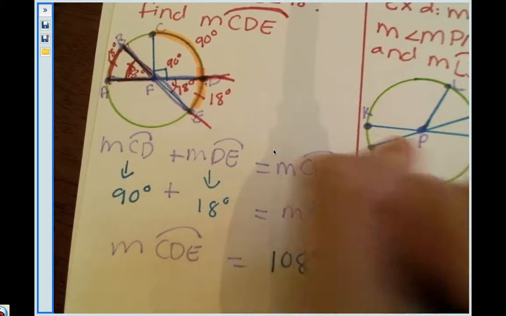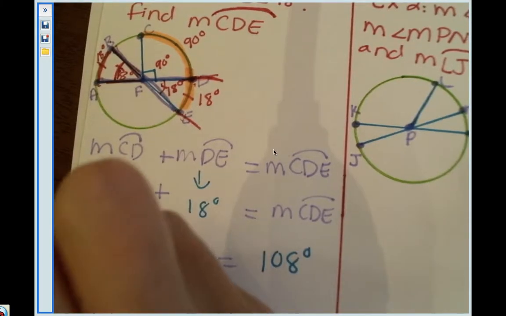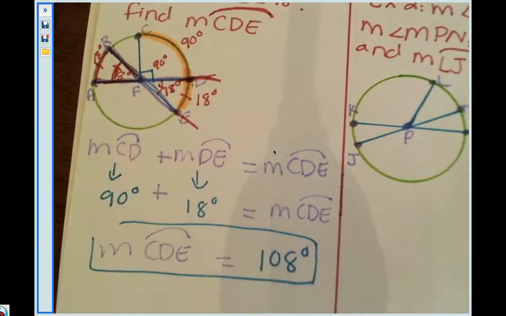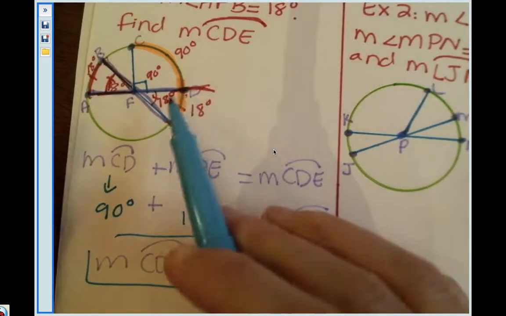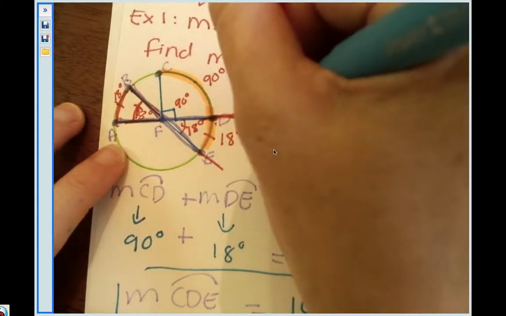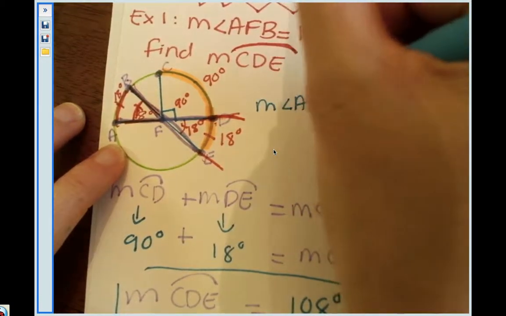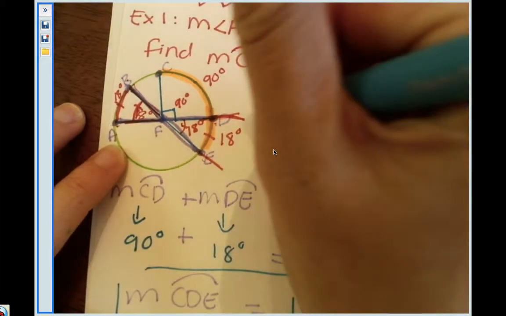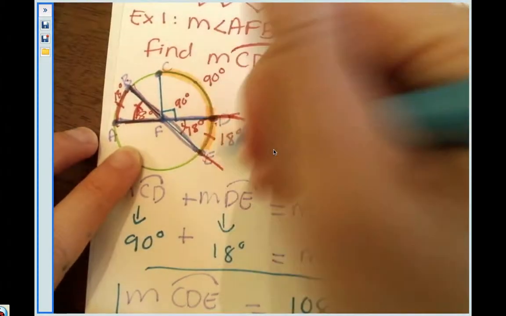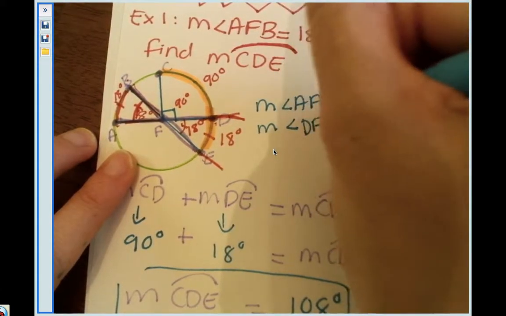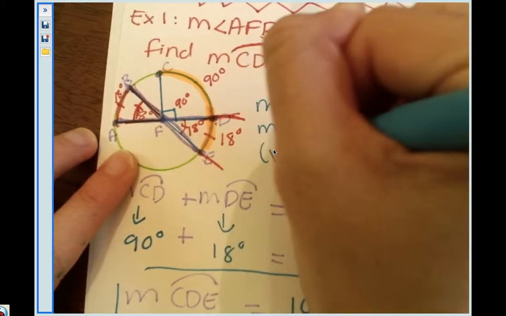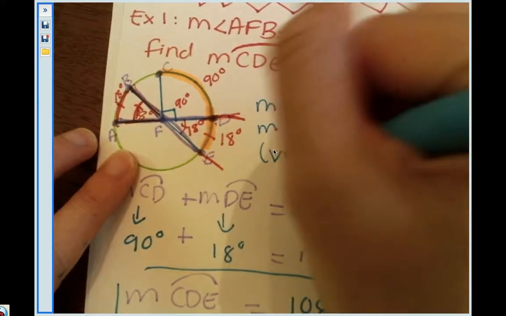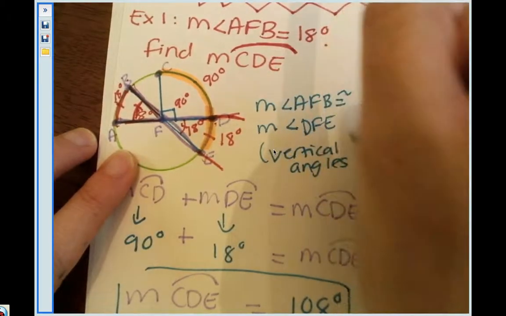Nifty, right? And guess what, you guys? This problem is donezo. Nice. And it helps to label that these two were vertical angles. I could have said that the measure of angle AFB is congruent, which I'm out of space, so I'm going to write down here, the measure of angle DFE, because they're vertical angles. So that's how I knew that those were congruent, if that helps you.